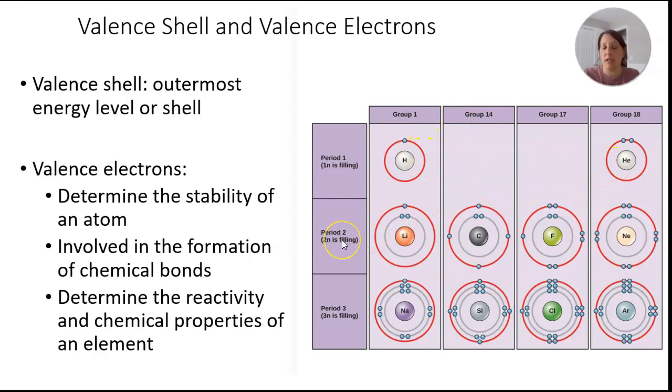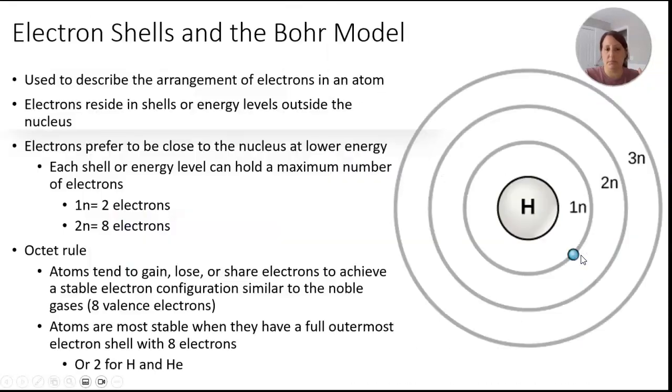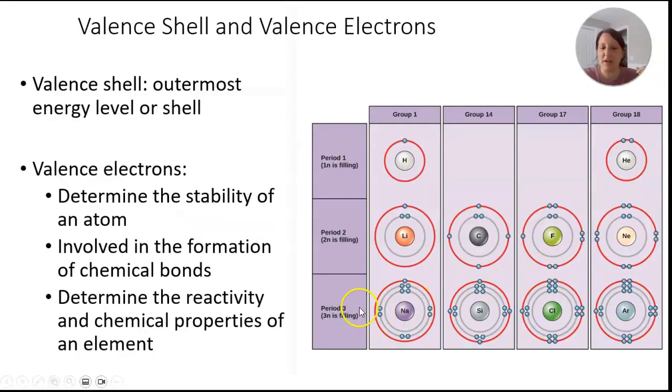For period 2, their outermost or valence shell is the second shell, or 2N. Okay? The first shell is already full on these. The first shell is not their valence shell. It's the second shell. Okay, sorry. The period 3, it's their third energy level that is filling. Okay? And like we said before, if we look at group 1 atoms, group 1, everybody here is going to have one valence electron. So there's one electron in that valence shell.